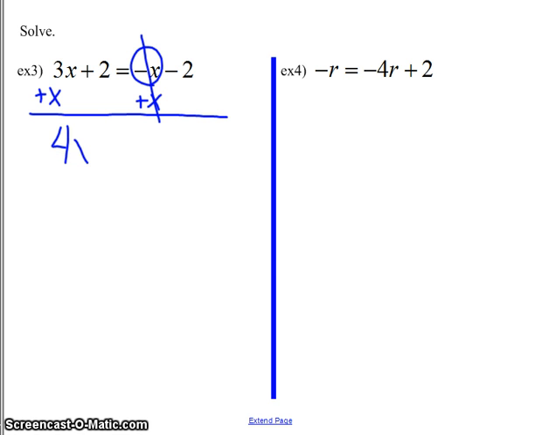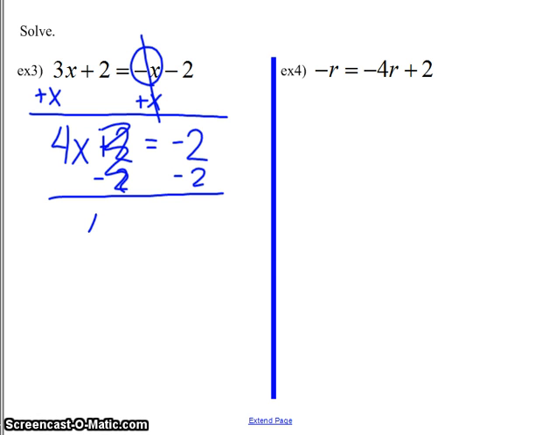So we have 4x plus 2 equals negative 2. Now we're going to move that numeric term from the left-hand side over to the right, and I'll do that by subtracting because it was showing addition. Those are going to cancel out for me.